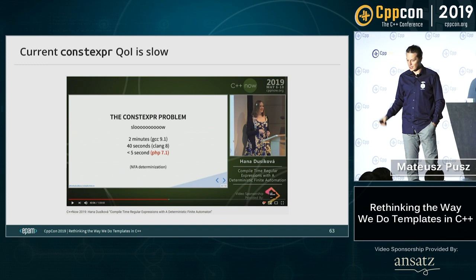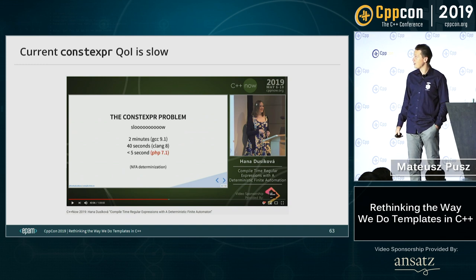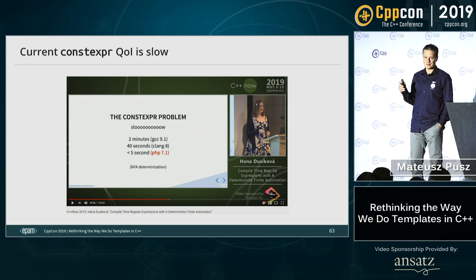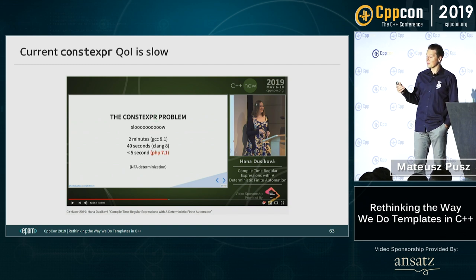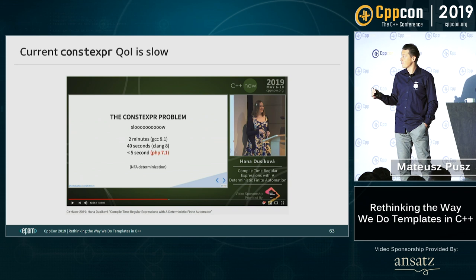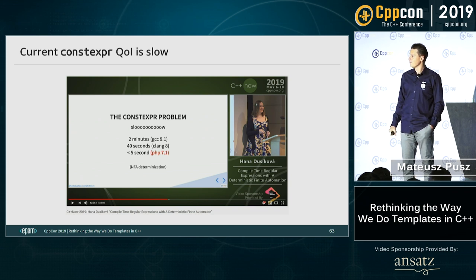If you've seen Hana's keynote from CppNow, Hana said exactly the same stuff. There is the concept problem. They are slow, and they are really slow. She's using a lot of constexpr and NTTP stuff for her regular expression library, and these are the times she found out on GCC, Clang, and MSVC for the same implementation.